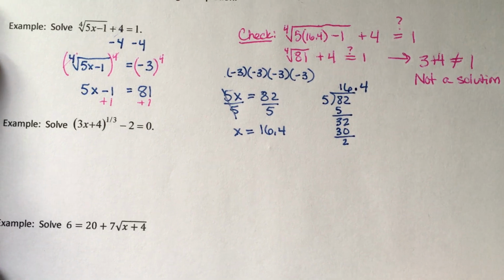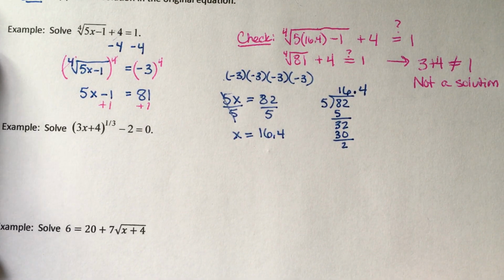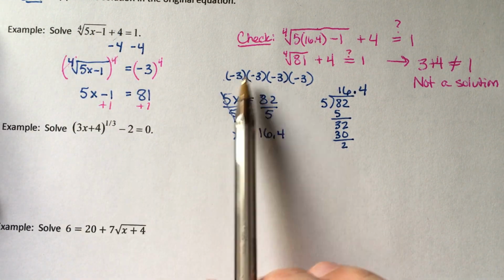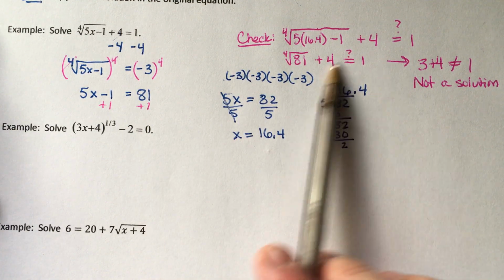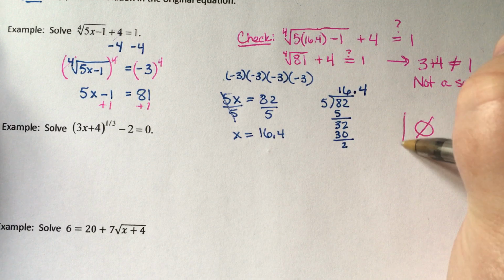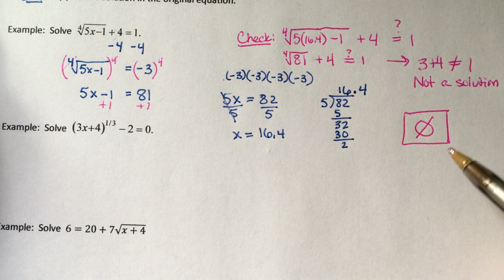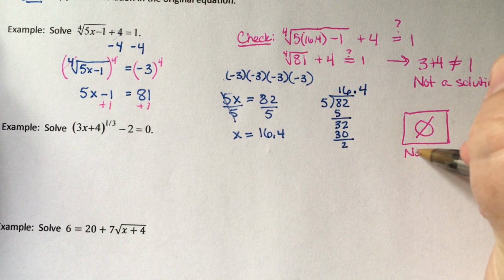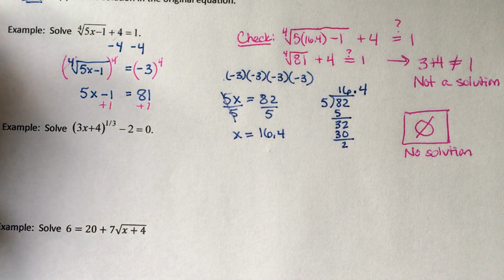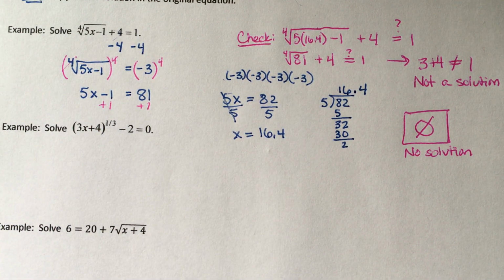Sorry, I'm a little off the screen there. So now we have to wonder, well, what is the solution? Is there any? And we did all of our steps right. That's always one thing to check when you get something that doesn't work out. So here the answer is just that we have no solution. This is the symbol that means no solution, or you could write it out in words, no solution. There is no x value that would make this equation true. So that's why it's so important to check.